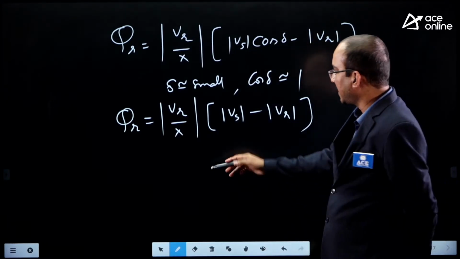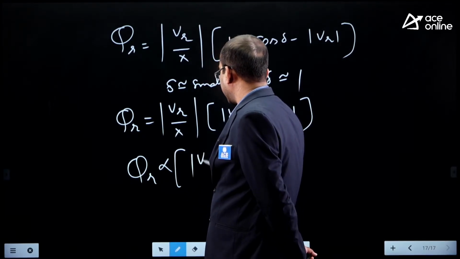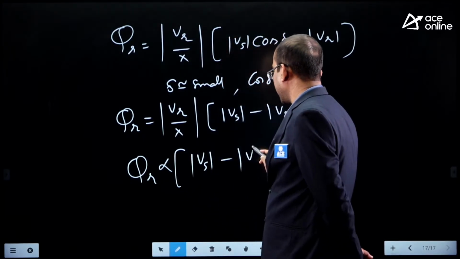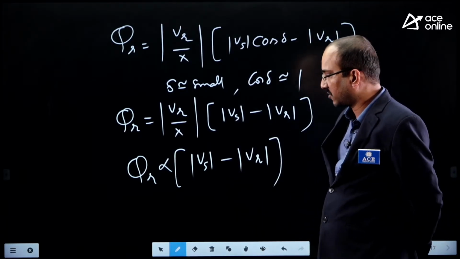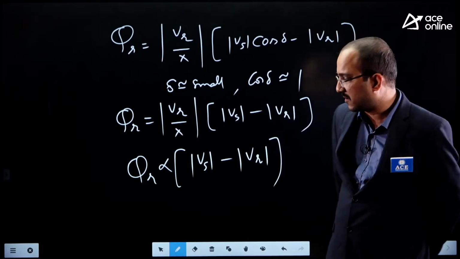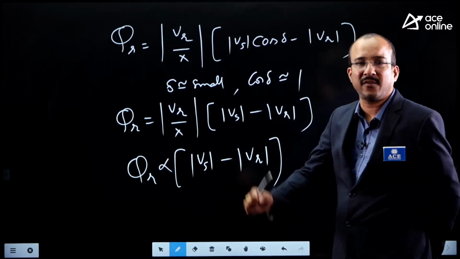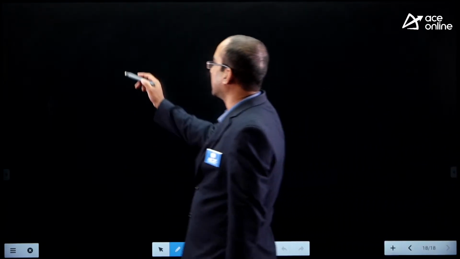So what we can say, reactive power transfer is directly proportional to what? Difference of sending end and receiving end voltage magnitude. So for specific transmission of reactive power between the buses, there must be difference in what? Voltage magnitudes. Okay, this can be the conclusion.